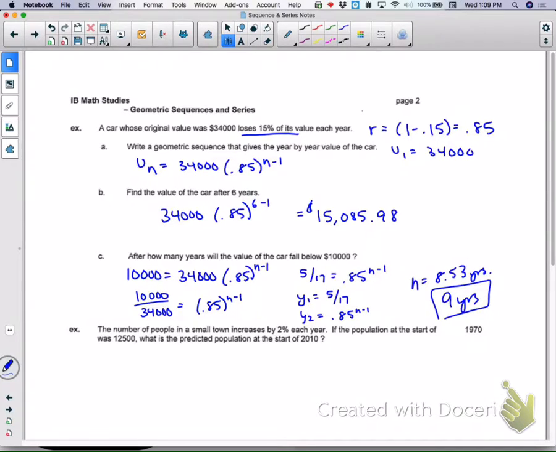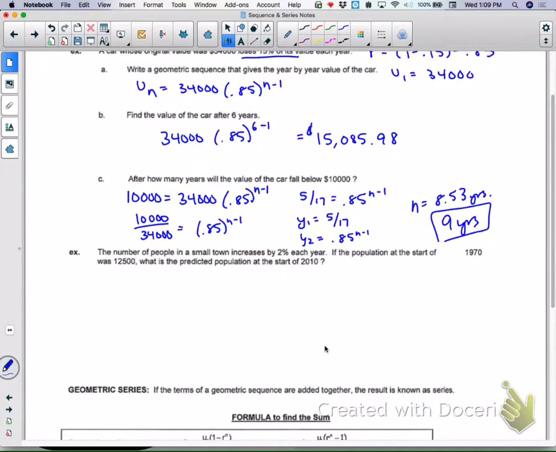Okay. All right. Okay. Another one. Okay, now we have people increasing by 2% each year. The population at the start was 12,500. What is the predicted population at the start of 2010? Now, sorry that there was that gap there. We're starting at 1970. We kind of have to know that to be able to go on here.